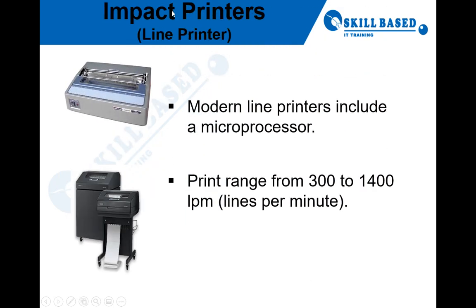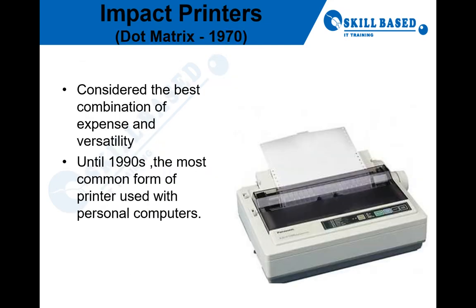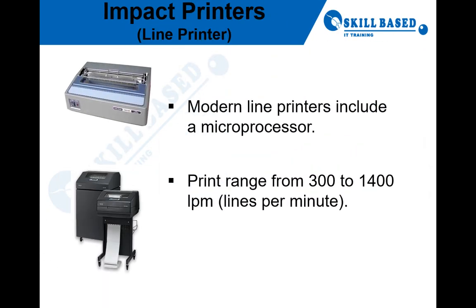Other than that, we also have the line printers. Line printers are very similar to dot matrix printers. It's just that instead of creating character by character, a line printer creates line by line. Therefore it's faster than the dot matrix printers. Dot matrix printers we usually call serial printers, serial dot matrix printers. However, line printers we call parallel printers, because they can print in parallel.